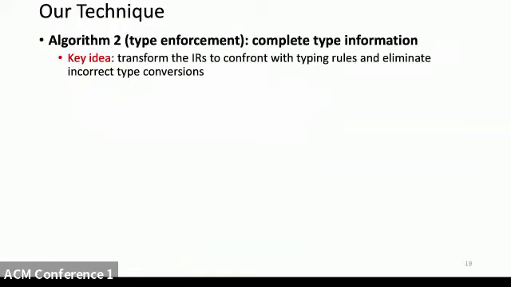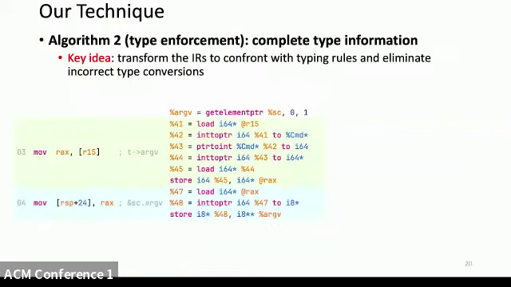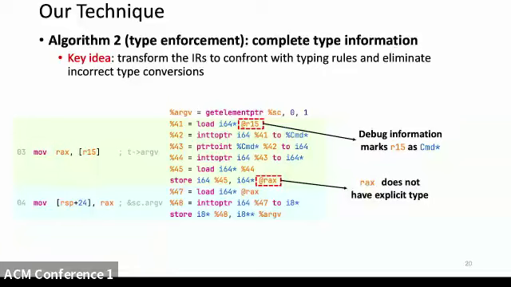So our second algorithm is to complete the type information. The key idea is to transform the IRs to conform with the typing rules and eliminate incorrect type conversions. I will take two assembly instructions from the previous example to illustrate, and here I also show the translated IR code of them. From the debug information, we know that the R15 register has a pointer structure type. However, the IX register does not have any explicit types, which is by default an integer in x64.